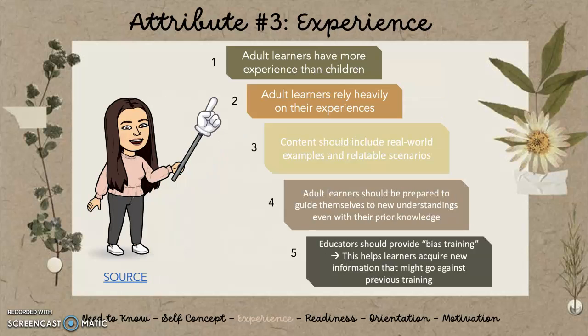The third principle is experience. In this principle, adult learners are relying heavily on their experiences as a way to guide their learning. The content being presented to them should include real-world scenarios that the learner could see themselves in. Additionally, this principle is tough because it requires the instructor to provide unbiased training. How an adult previously learned and understood a skill or concept might be different now.